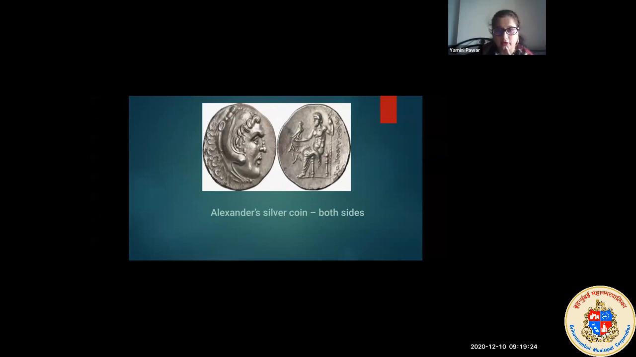Yes, now we can see the coins here. As you can see in this picture, these are the two sides of the coins. On one side you can see the picture of Alexander, and on the other side the Greek god, and in small letters the name of the king is also written. Okay children, let's look at the next slide.